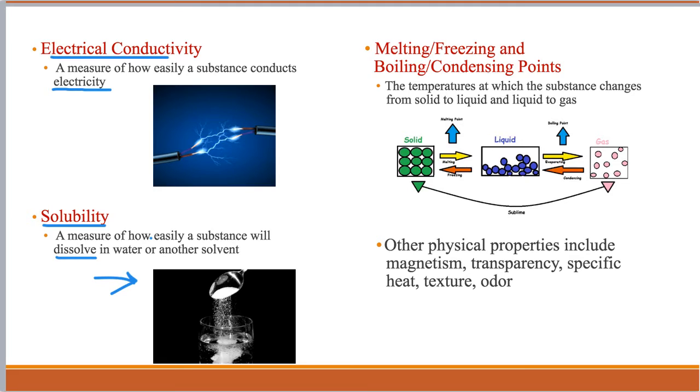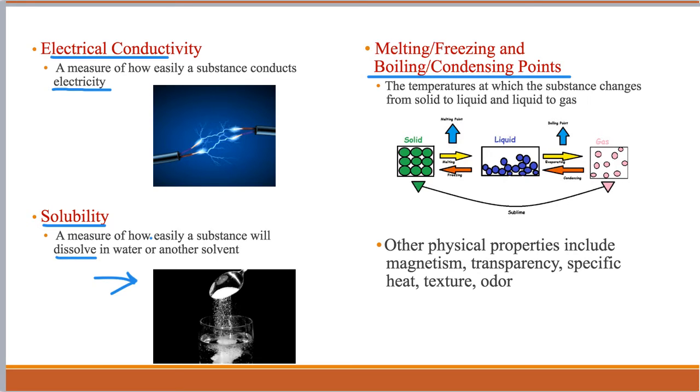Another physical property is the melting or freezing point and the boiling or condensing point. Melting and freezing are the same temperature, but it depends on which direction you're coming from. So if a solid is turning into a liquid, say with water at 0 degrees Celsius, that's the melting point where ice will turn into liquid, but it's also the freezing point where liquid will turn into solid if you're getting colder. So this is the temperature at which the substance changes from solid to liquid or liquid to gas, or back the other way.